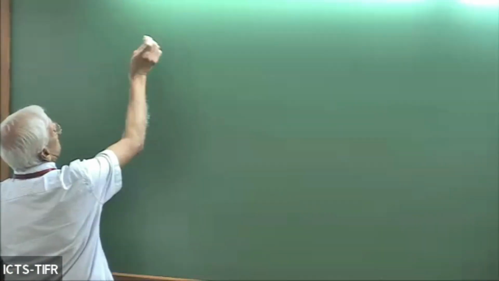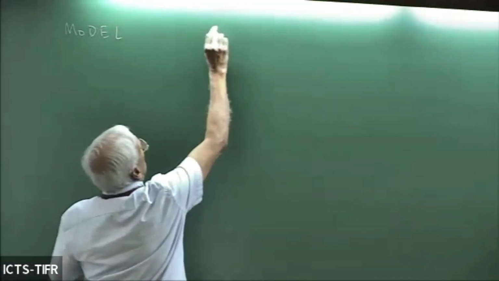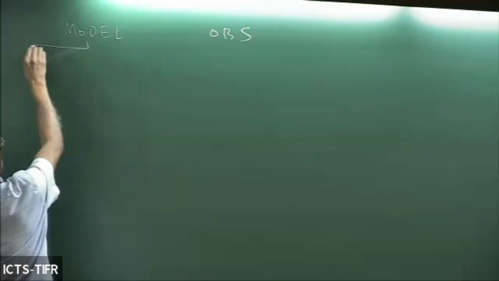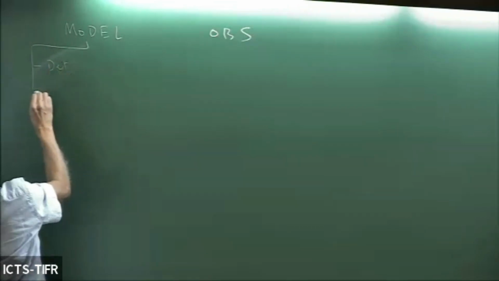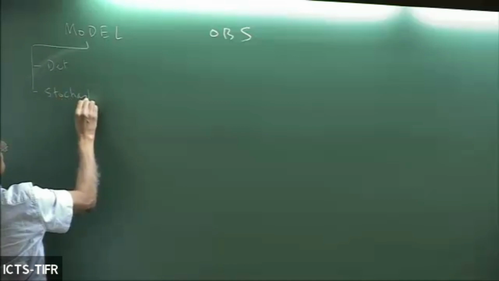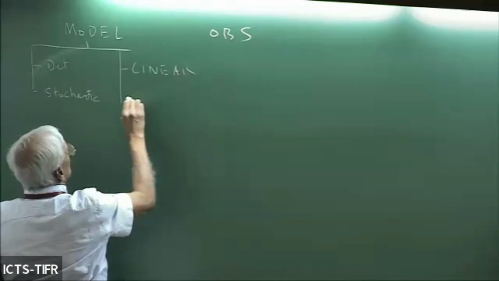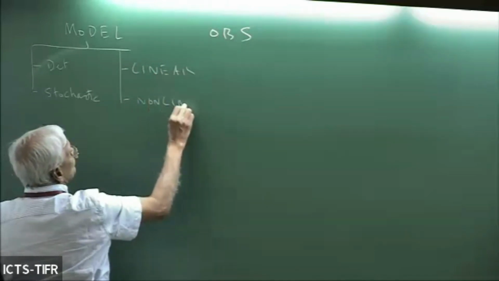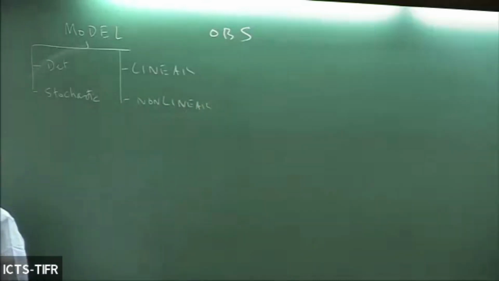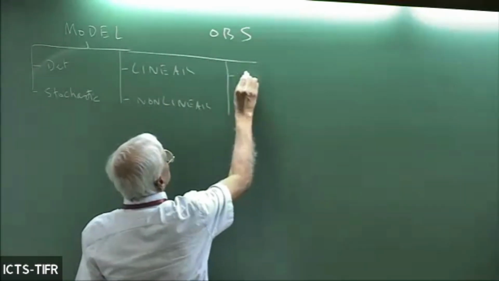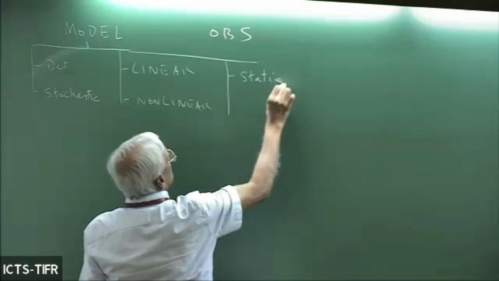So let me talk about the classification of problems to see where we are. So the key players are model, observation. Model can be deterministic, stochastic. Model can also be linear and nonlinear. And model can be static and dynamic.